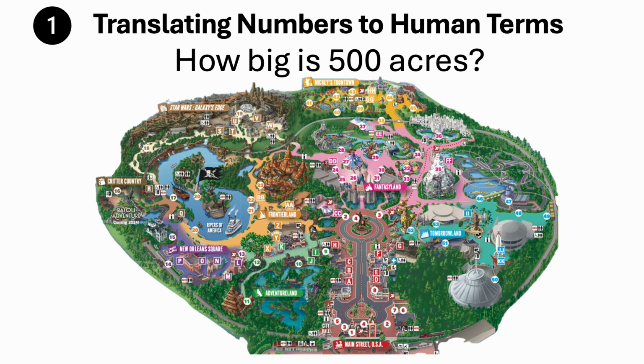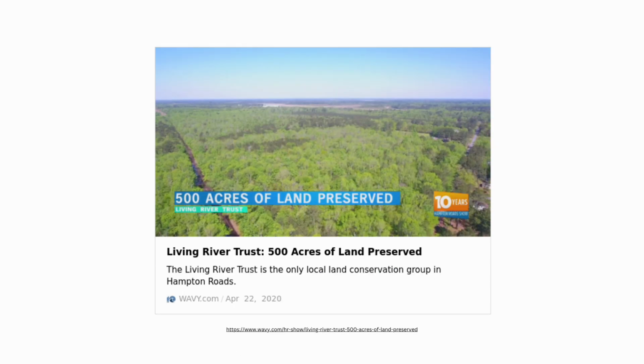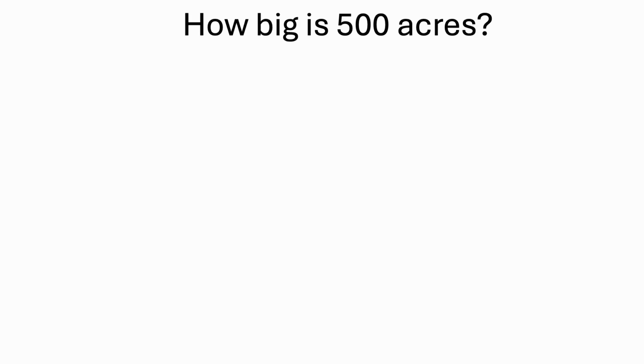This is Disneyland in California, and this is actually 500 acres. If you've been to Disneyland in California, you may imagine the size of this space, and that would make it more realistic to you, and you'd have an idea. If you haven't been there, you may still not have a really good idea about how much space this is. So imagine this was a television headline, 500 acres of land preserved. Again, if you're not familiar with acres, you would not be impressed with 500 acres preserved because you wouldn't know how big that is.